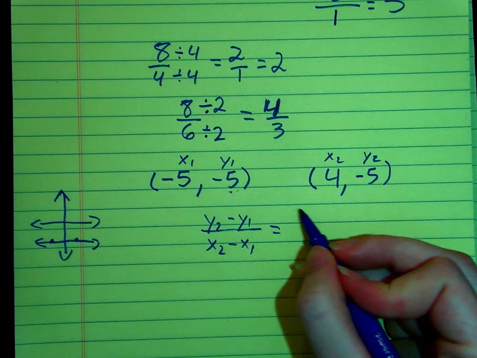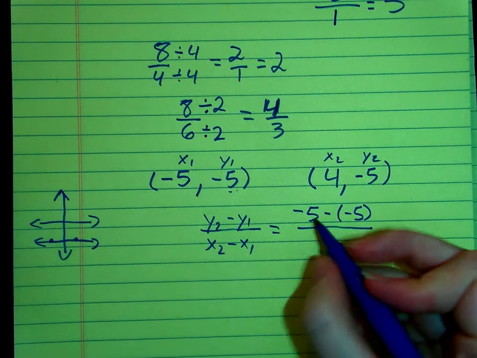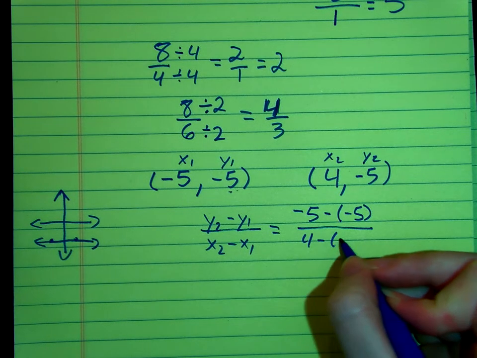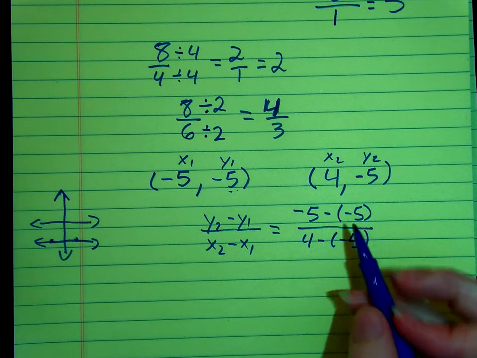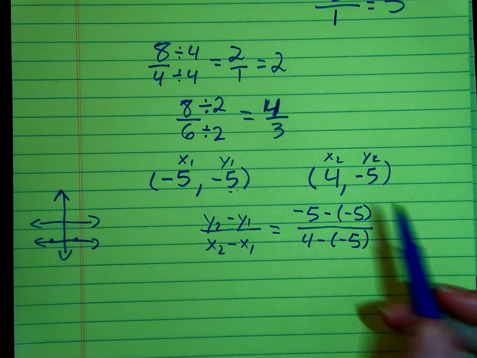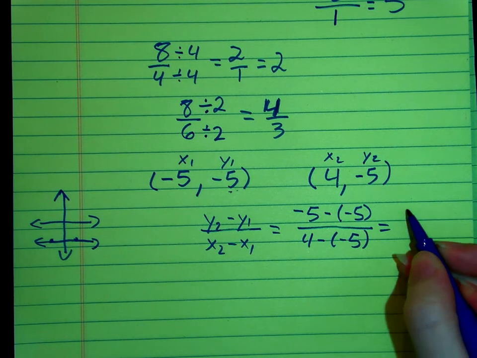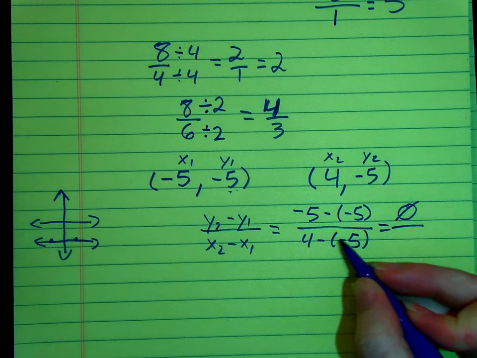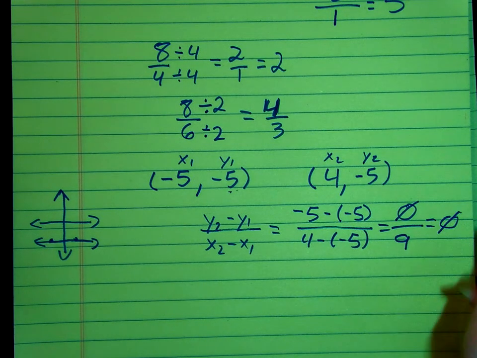I get negative 5 minus negative 5 over 4 minus negative 5. Now anything subtracted from itself should get me 0, which is exactly what I get here, because negative 5 minus negative 5 turns into negative 5 plus 5, which either way I get 0 over, this gets me 9. 0 divided by anything is just 0.